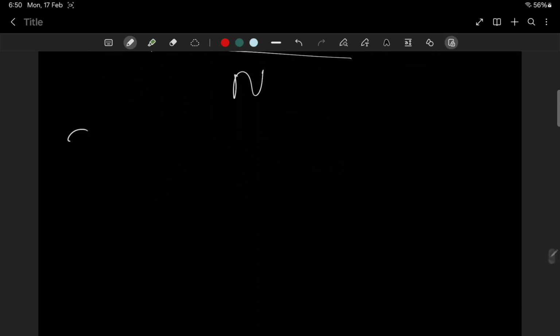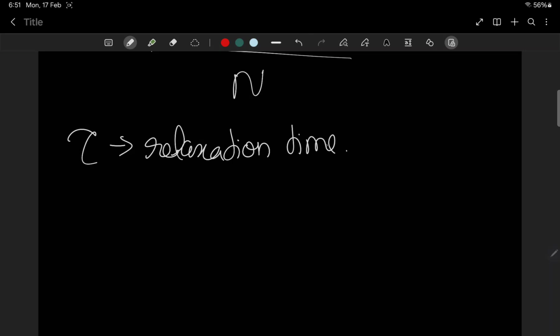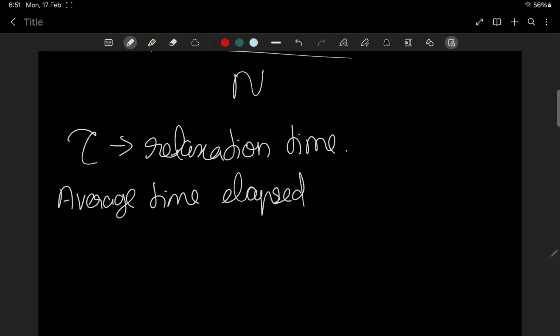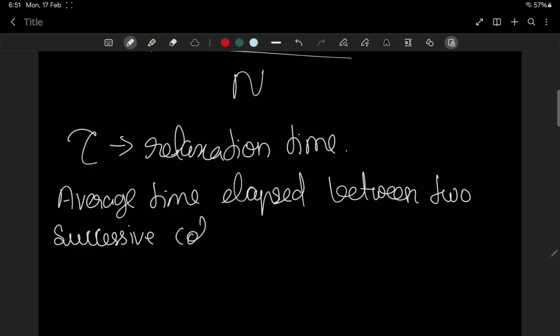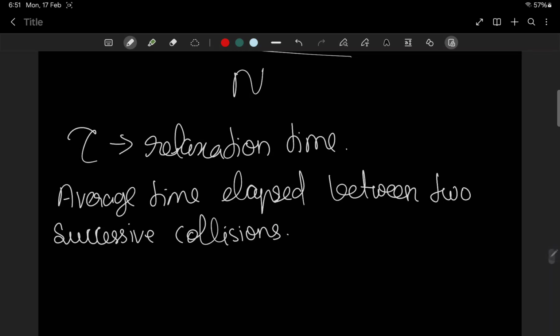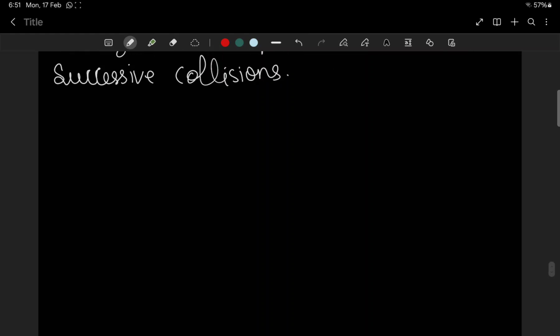So let us define this tau. Tau is called the relaxation time. Relaxation time is the average time elapsed between two successive collisions of an electron. Yes, so that's about tau, or relaxation time.